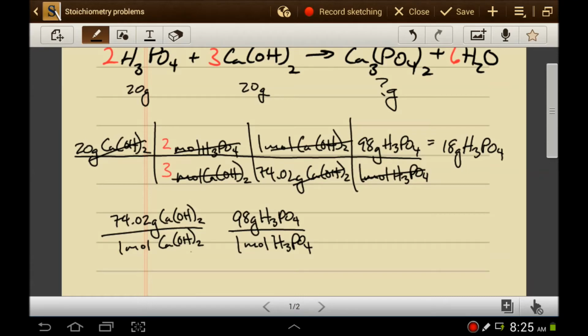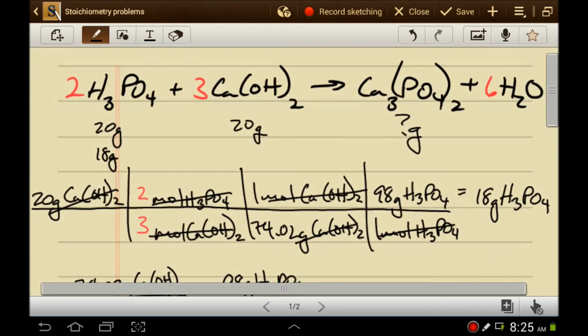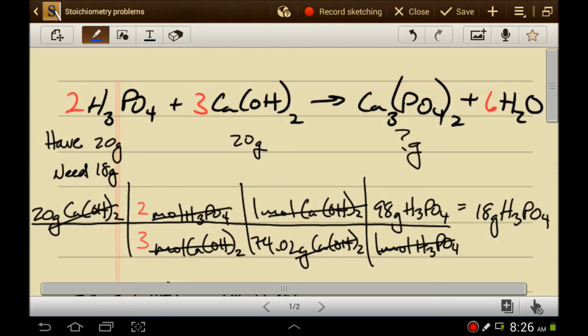What does that mean? In order to react all of the calcium hydroxide, you would need to use 18 grams. You have 20 grams. Do you have enough phosphoric acid to react with all of the calcium hydroxide? You have as much as you need. You have more than you need. So the phosphoric acid is in excess, which means that the calcium hydroxide will run out first. It means that the calcium hydroxide is limiting, and when you do stoichiometry from now on, you have to start with the 20 grams of calcium hydroxide.